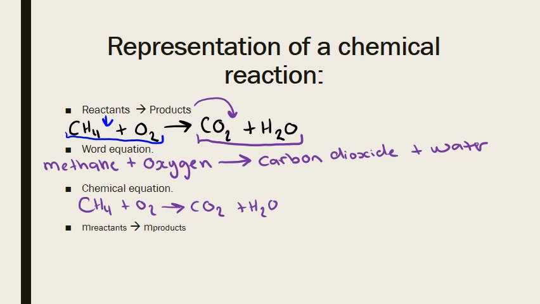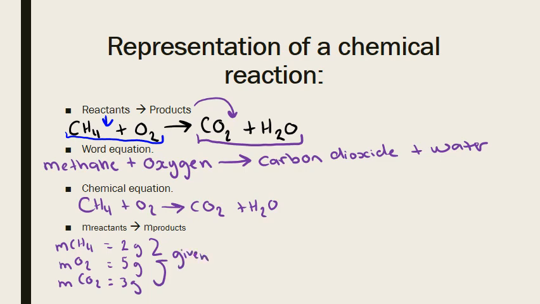Then we looked at mass of reactants equals mass of products. For example, if I was given the mass of CH4, let's say that is 2 grams, and the mass of O2 is 5 grams, and the mass of the CO2 is 3 grams. So this will be given to you, okay? We need to now find the mass of H2O. Okay. So what do we need to do?